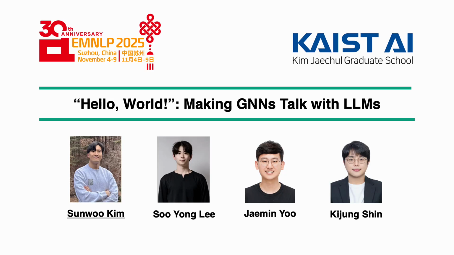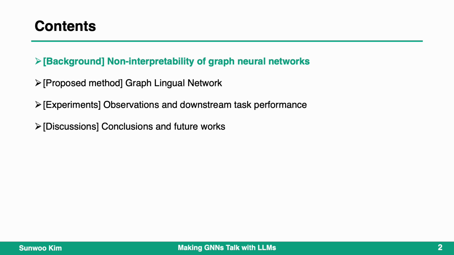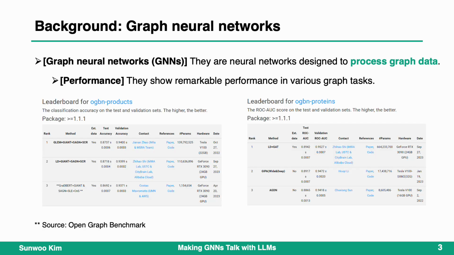Today, I'm going to introduce our work on a graph neural network, Hello World, making GNNs talk with LLMs. We start with our research background. Graph neural networks, also known as GNNs, are neural networks specifically designed to process graph data. They showed strong performance in various graph tests.